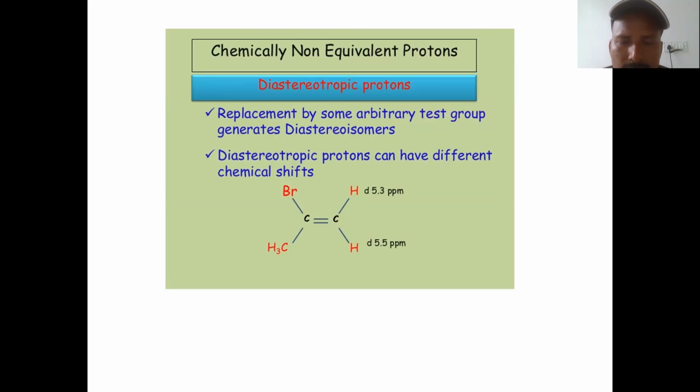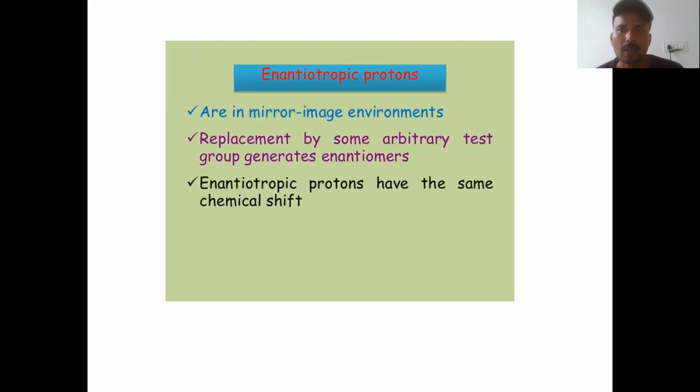You can see this one. Next, we'll talk about the enantiotopic protons. They are in mirror image environments, and replacement by some arbitrary test group generates enantiomers. Enantiotopic protons have the same chemical shift.